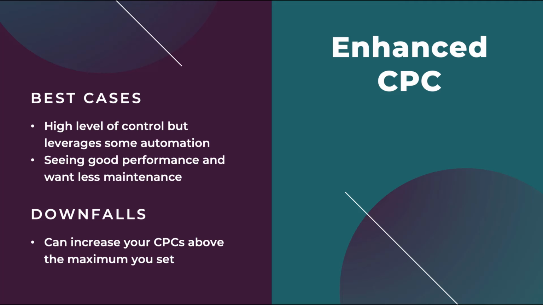So if you're seeing really good performance from your campaigns and you just need to take a little bit of the manual approach off of your plate so you can focus on other things, and you want to lean into Google's machine learning a little bit to try and impact your conversions or conversion value, enhanced CPC is a very easy option to roll out. You'll still have a lot of the same control levers, but you do have a little bit of that machine learning into the mix as well.